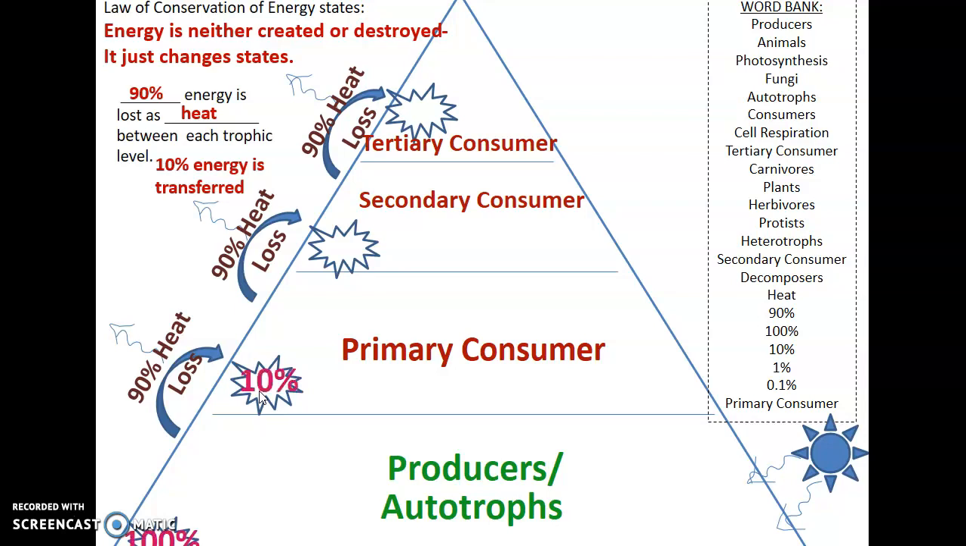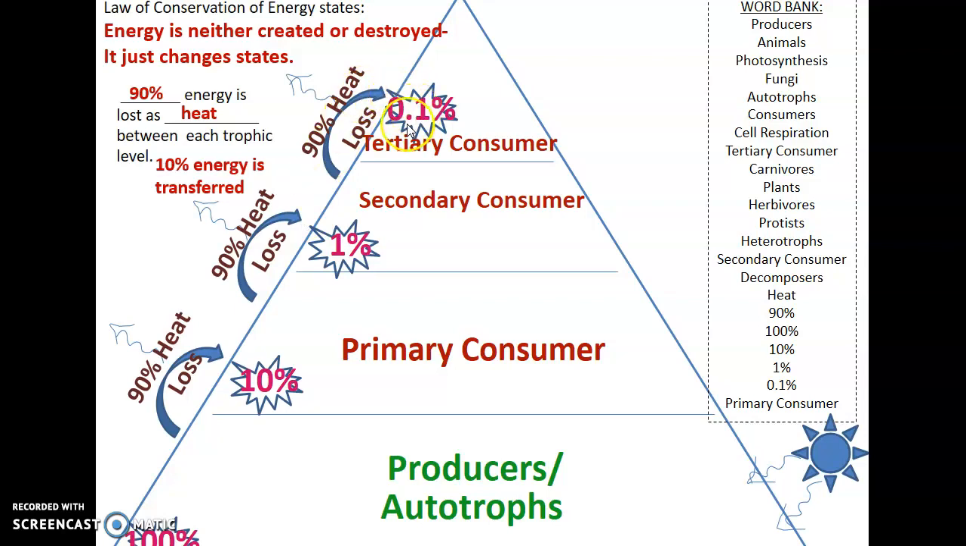Okay, and these are some numbers. So 100% of the energy is consumed by producers. So producers get 100% of their energy from the sun. And 10% is what is gained from that by the primary consumer. So 90% of it was lost at the trophic level. And then again, another 90% of it is lost. So secondary consumers only get 1% of the initial energy from the plants, right? Because they're further up the pyramid, they've lost a lot of heat.